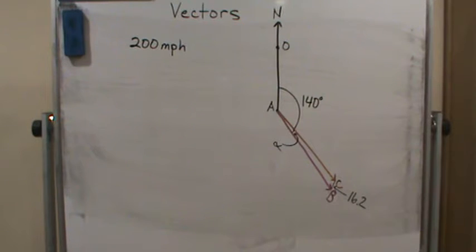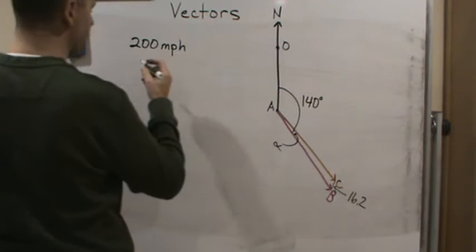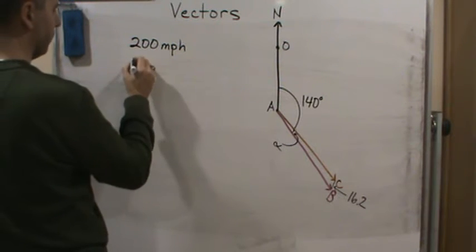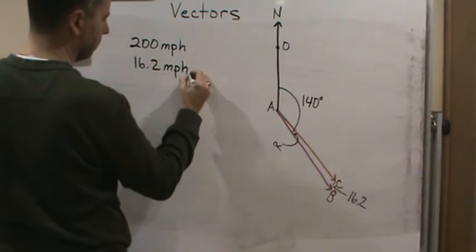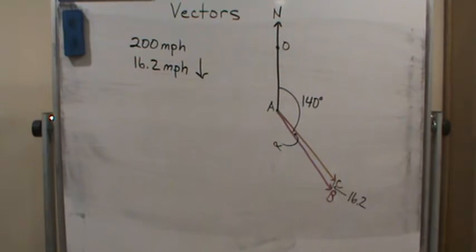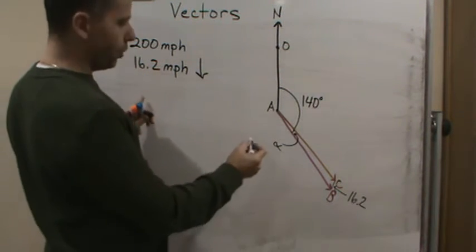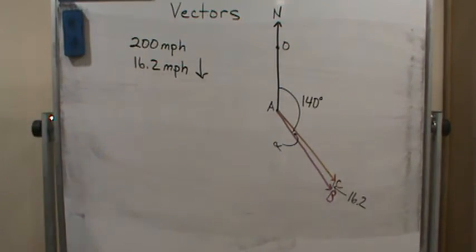Now, a north wind is blowing at 16.2 miles per hour. That's this, right? So it's blowing 16.2 miles per hour due south. Now this one is going 200 miles per hour, but it's going this way, right? So think about vectors.